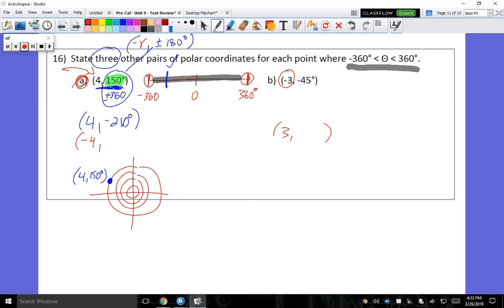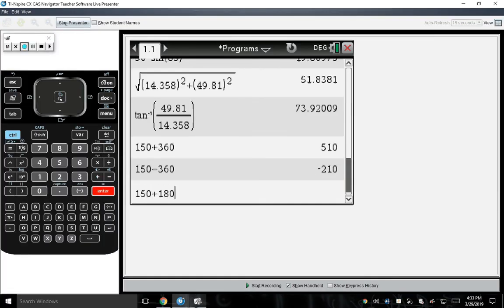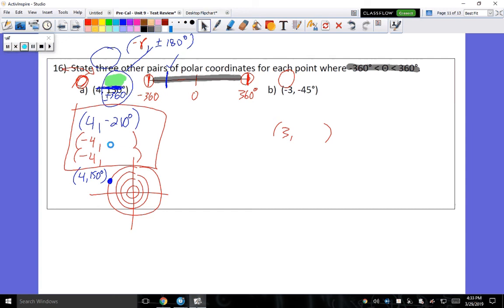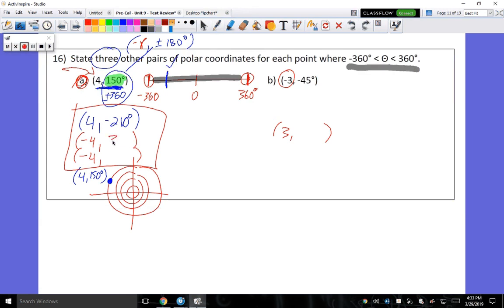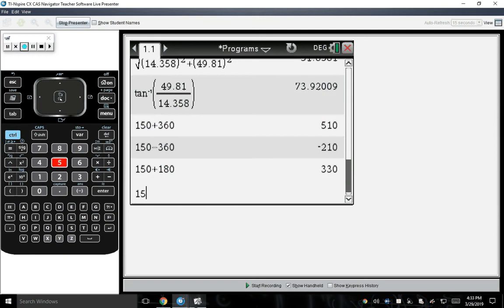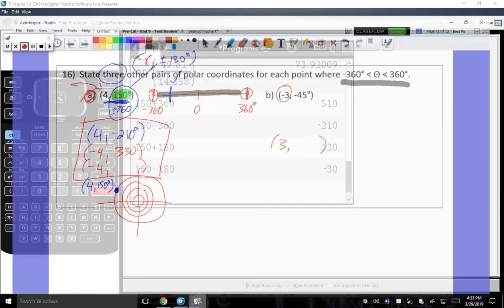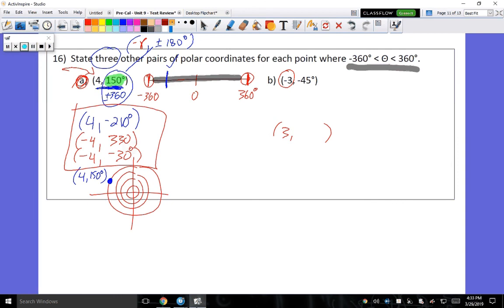Now that we have a negative r, we're going to add 180 and subtract 180. Let's go into our calculator: 150 plus 180 gives us 330, so we'll write that here. If we subtract, 150 minus 180 gives negative 30, which we'll write here. Make sure you put degrees, and make sure you check that these are in the allowable range between negative 360 and 360.